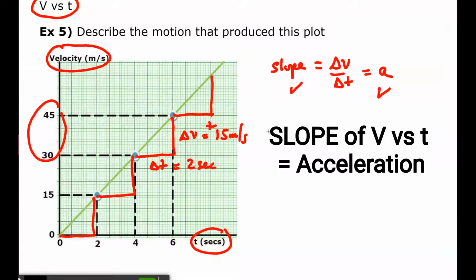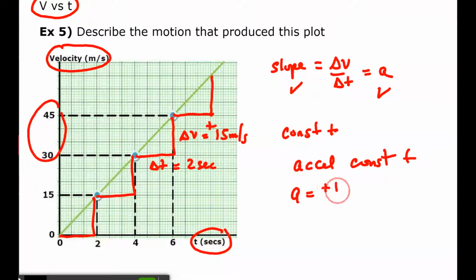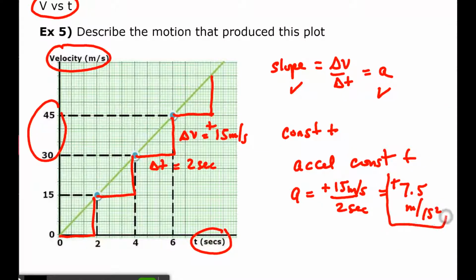Since the slope is constant and positive, we could say the acceleration of this body was constant and positive right off the bat without using numbers. If you want to start using numbers, it gains 15 meters per second every 2 seconds. So 7.5 meters per second squared, positive, equals the acceleration.